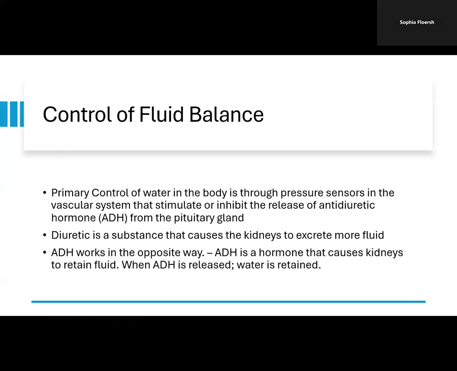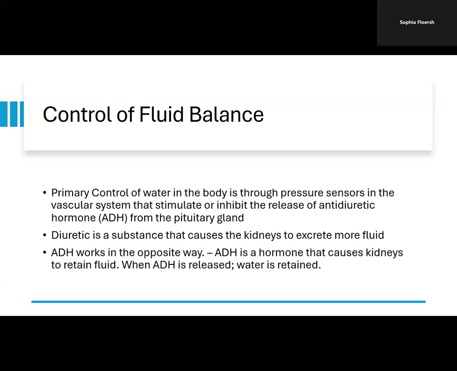So, control of fluid balance. Primary control of water in the body is through pressure sensors in the vascular system that stimulate or inhibit the release of the antidiuretic hormone. And we're going to talk about more of what controls it. This is just usually the primary thing that is controlled. That comes from your pituitary gland.